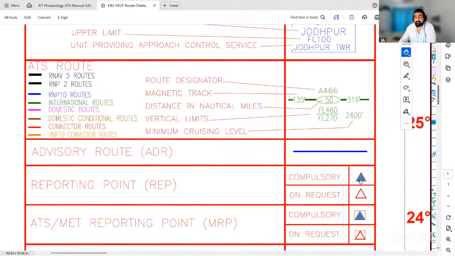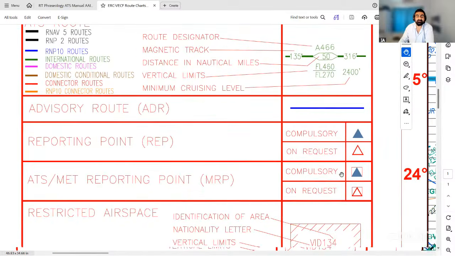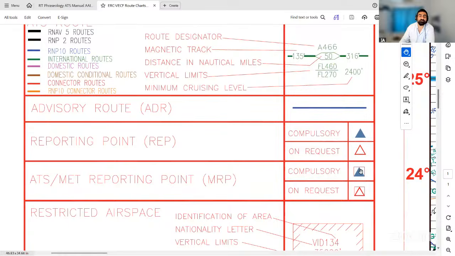Then reporting points. Thick triangles are compulsory, and hollow red triangles are on request. MRPs are MET reporting points or air traffic service reporting points. So wherever you see a compulsory point, this is where you have to give a compulsory position report. Ideally, you can understand that.